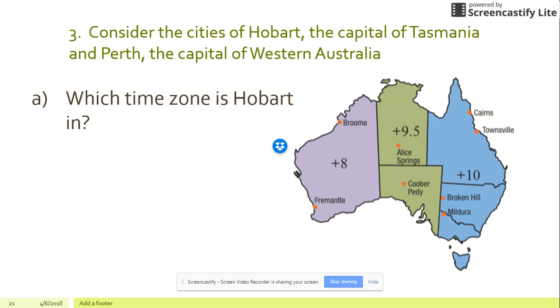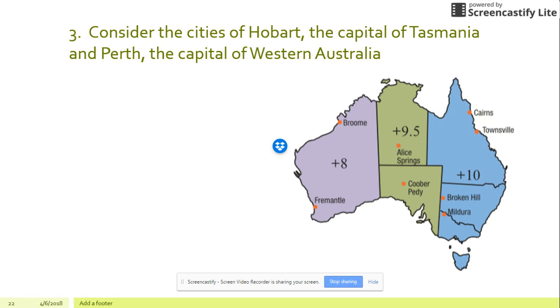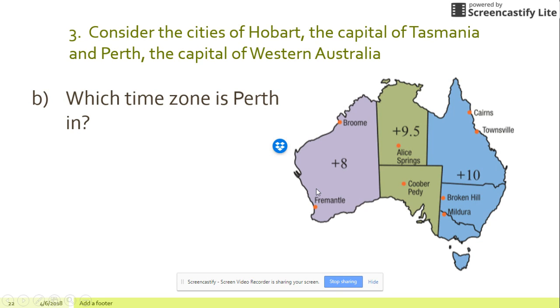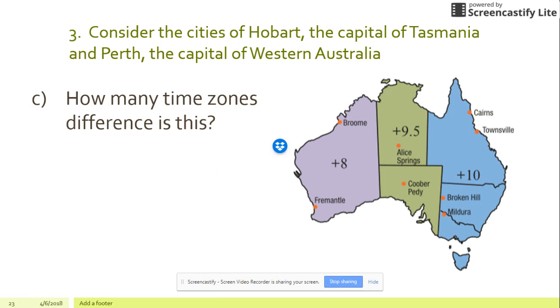Which time zone is Hobart in? Now remember we spoke about it. It is the Australian Eastern Standard Time. Which time zone is Perth in? And we know that one is the Australian Western Standard Time. Okay. How many time zones different? So we can tell it's 2 time zones.